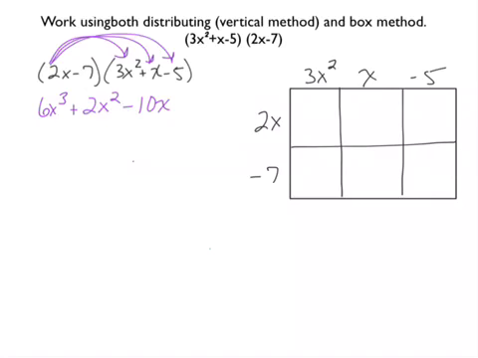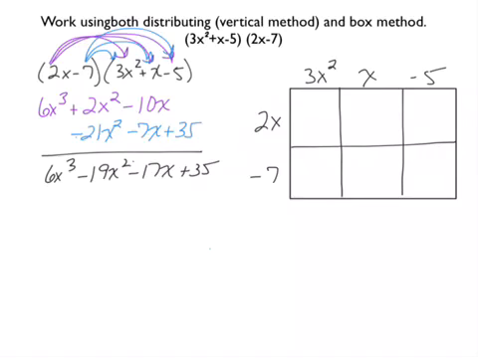Then I'll take the -7 and multiply it to everything in the trinomial as well. -7 times 3x squared is -21x squared. -7 times x is -7x. -7 times -5 is positive 35. Now I'll go ahead and simplify, and you see we get 6x cubed minus 19x squared minus 17x plus 35.